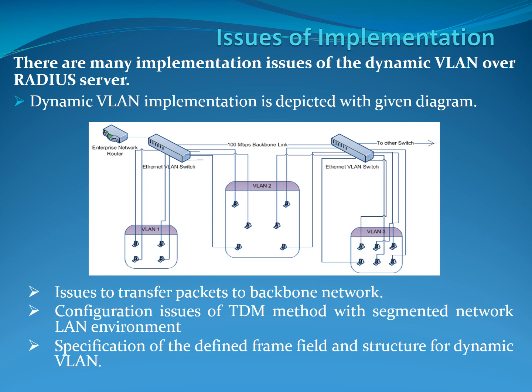Issues of implementation. There are many implementation issues of dynamic VLAN over RADIUS server. Dynamic VLAN implementation is depicted with the given diagram. I too had many issues during the implementation. First thing is transferring the packets to the core backbone network from the LAN segment. There are some configuration issues while doing the LAN segmentation as well.